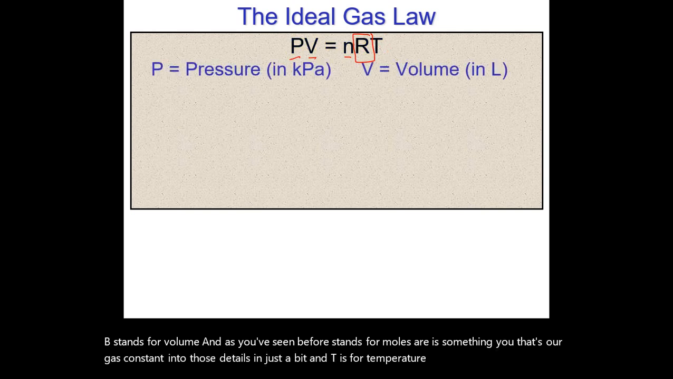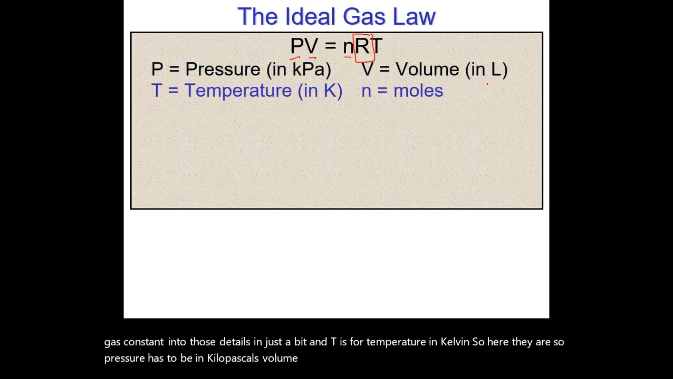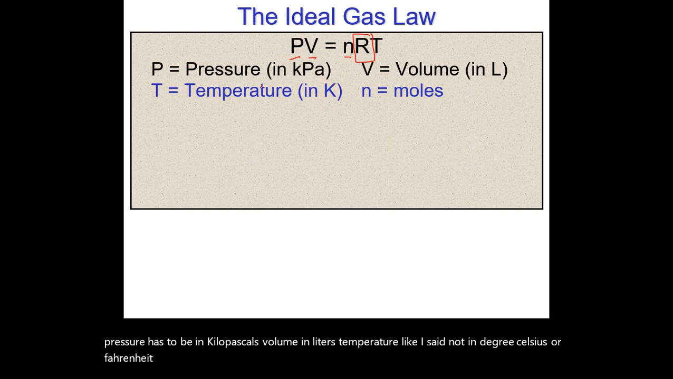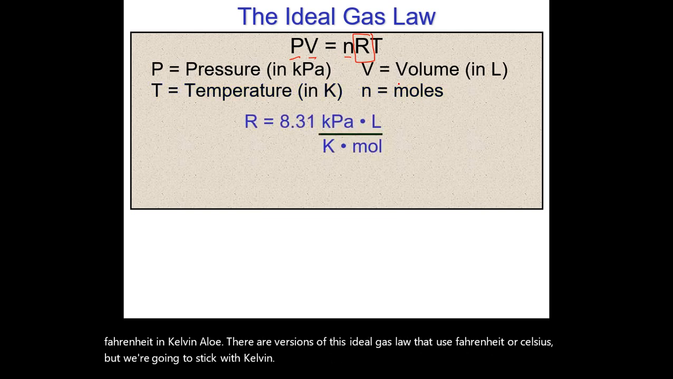So here we are. Pressure has to be in kilopascals, volume in liters. Temperature, like I said, not in degrees Celsius or Fahrenheit, it's in Kelvin, although there are versions of this ideal gas law that use Fahrenheit or Celsius, but we're going to stick with Kelvin. And of course, n is moles.